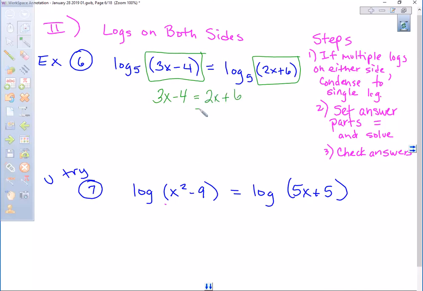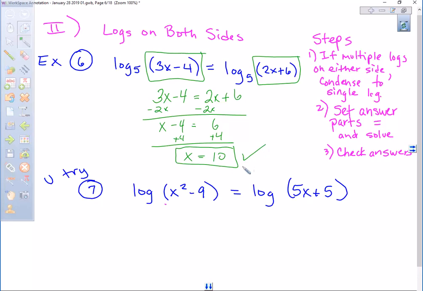And then we solve. So we're going to subtract 2x. And we're going to add 4. And we get x equals 10. Now let's go check before we say that's an answer. If I plug in 10, I get out positive 26 over here and positive 26 over there. So yes, that one works.